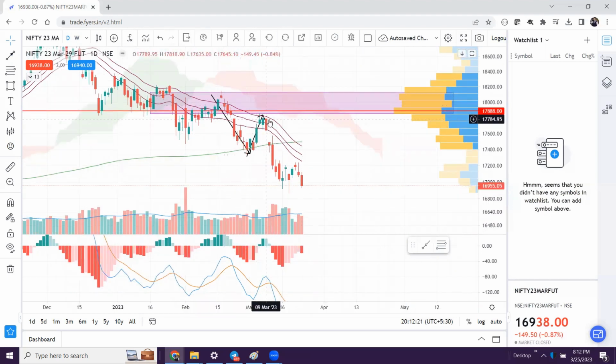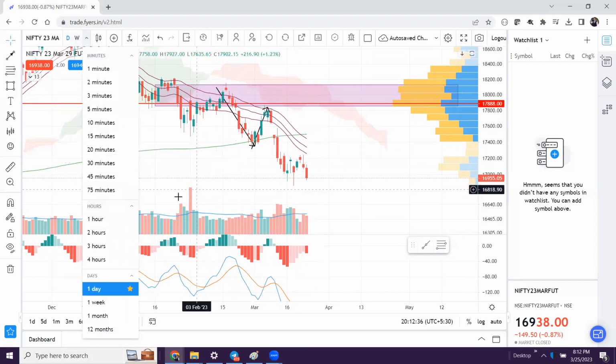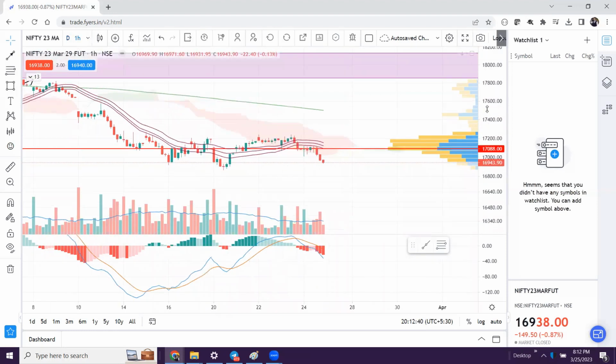An important point is that once price creates a high volume node, this point acts as a resistance, and if there is a high volume node that is developing at the bottom, then that will act as a support. So now this was about the long term analysis. Now let us see the short term analysis and what is happening.